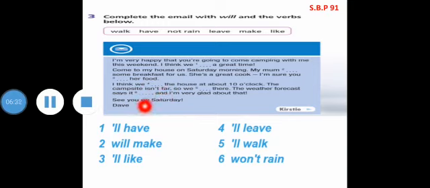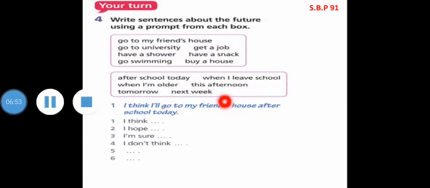The campsite isn't far, so we'll walk there. The weather forecast says it won't rain, and I'm very glad about that. See you on Saturday, Dave. Good answers, my superheroes. Let's move to question number 4.